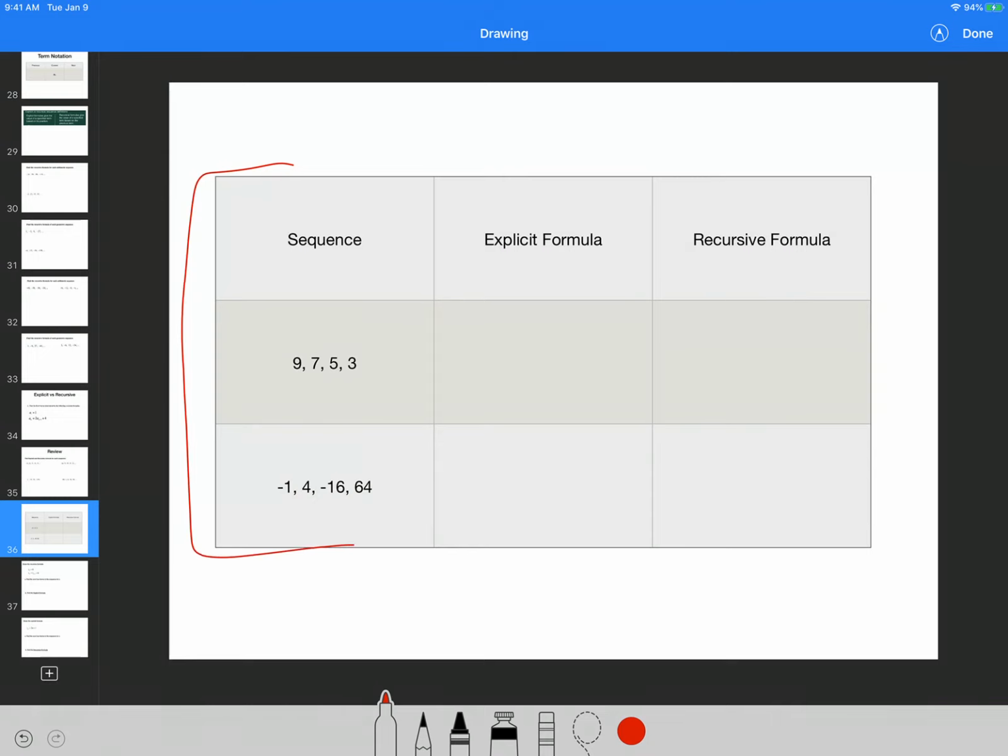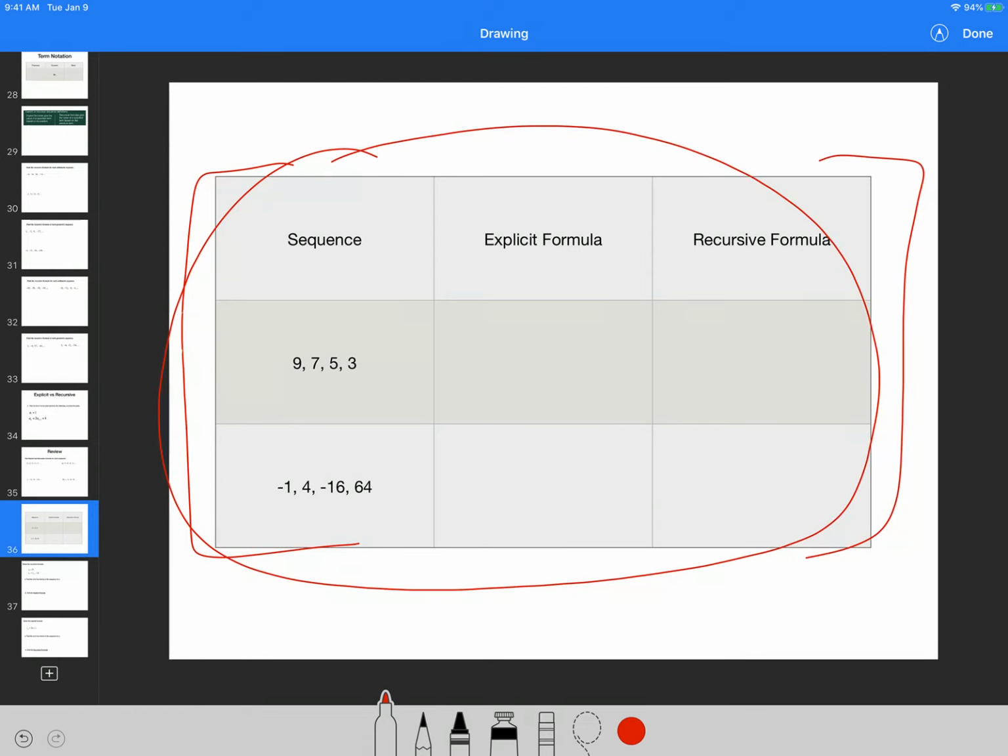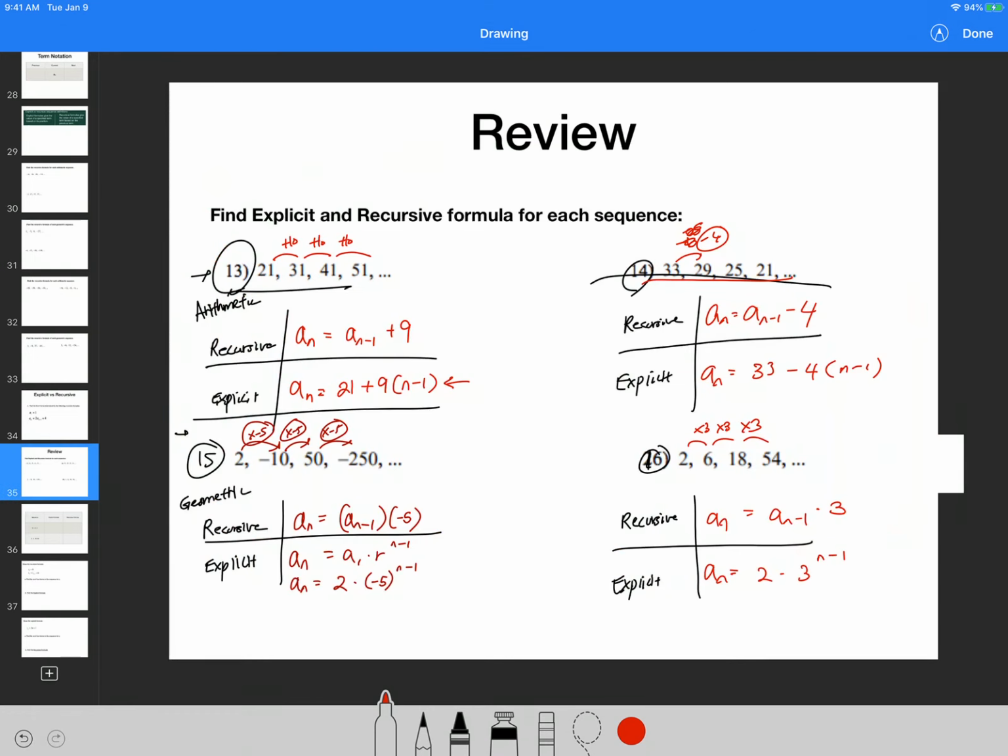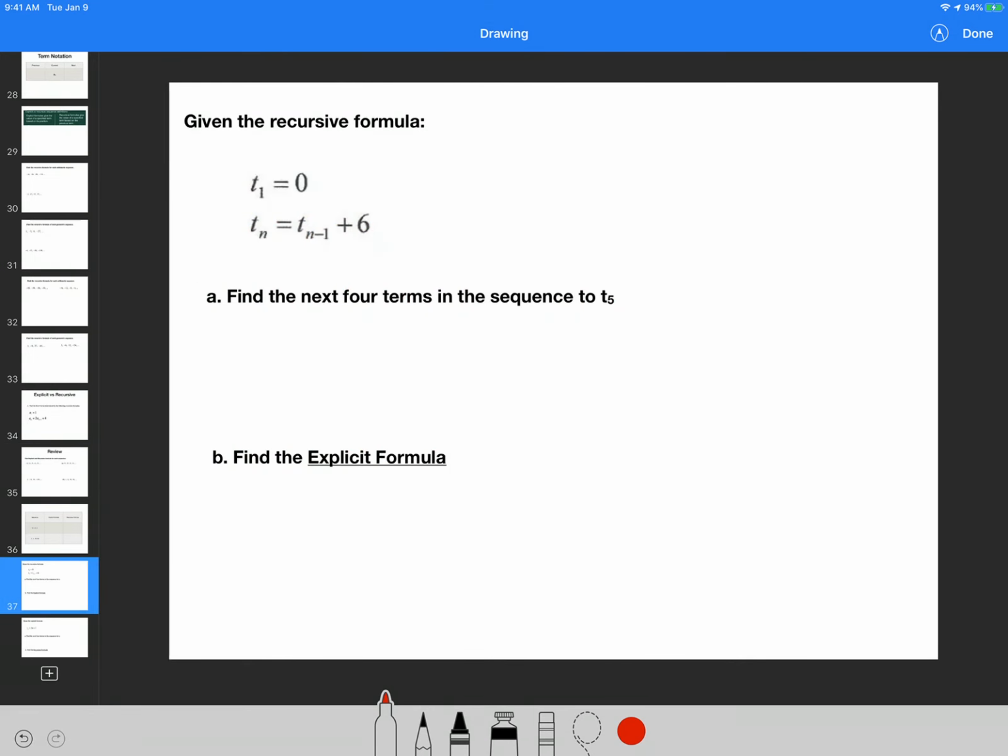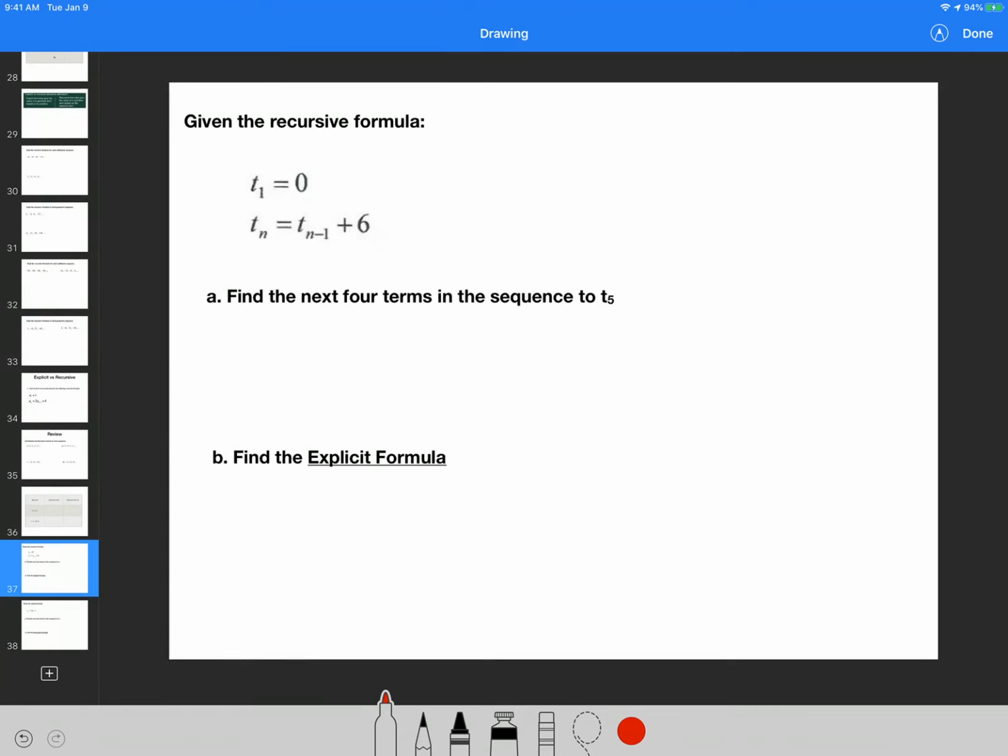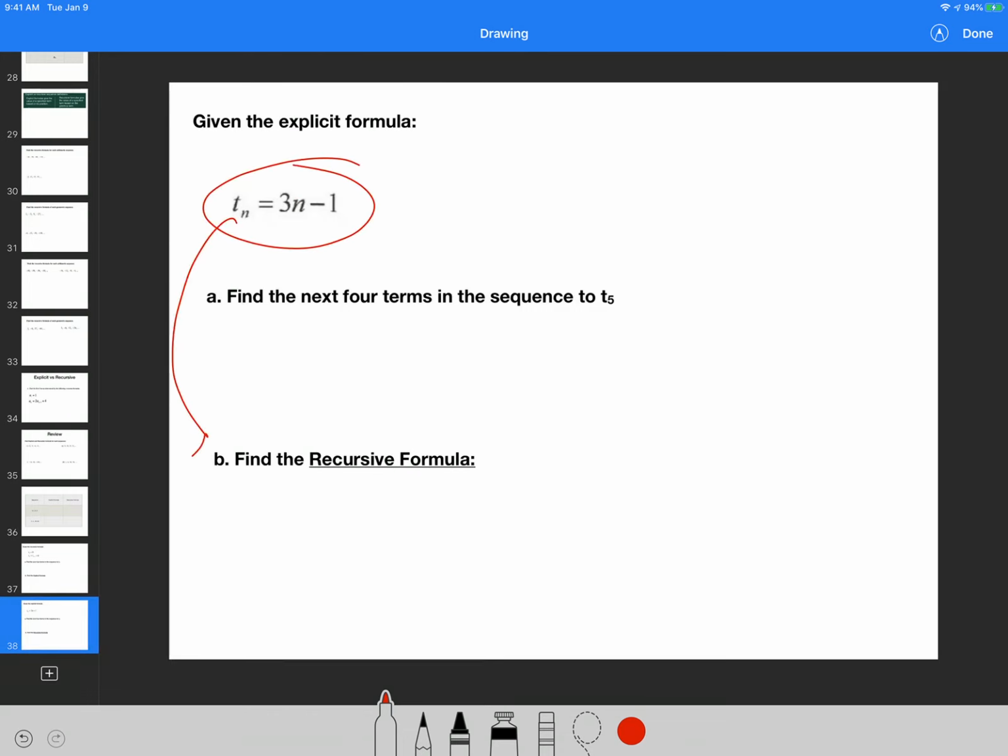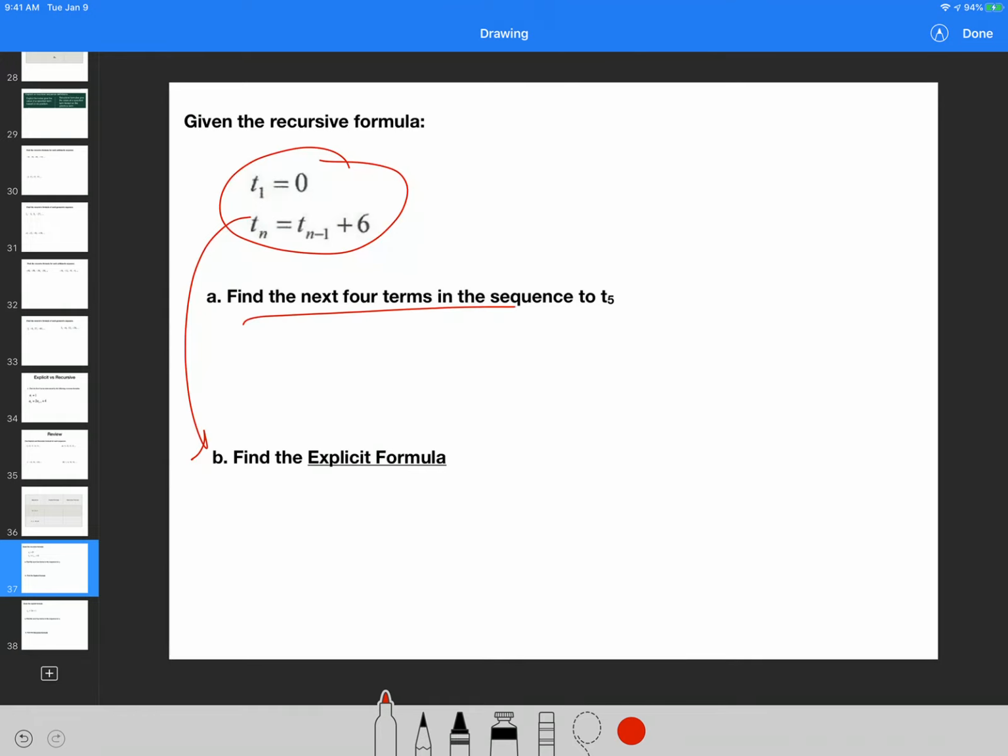You will get a question like this where I'm giving you the sequences and I ask you to find the explicit formula and recursive formula. This would be a quiz question, and I hope you can do this just like how we have been able to do it here. Now for the next two questions, I would like you to see a recursive formula and translate that into explicit, or look at the explicit and translate to the recursive. But for both of these, you have what we call find the next 4 terms.